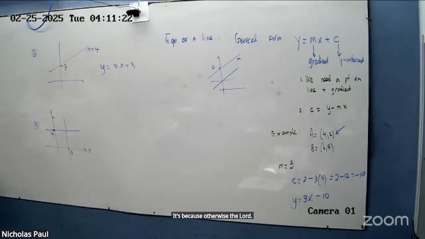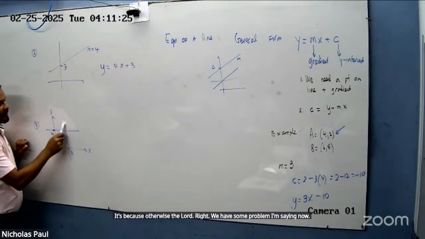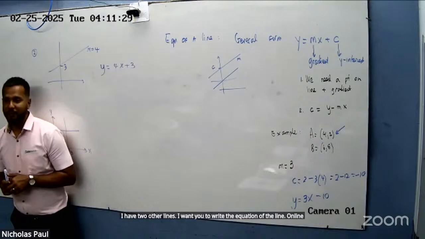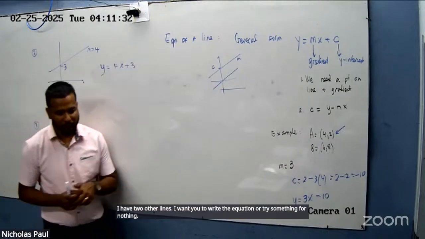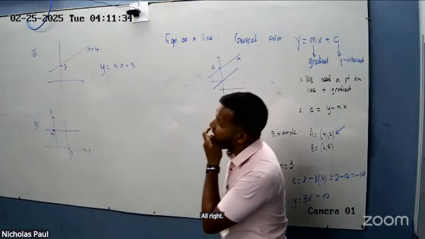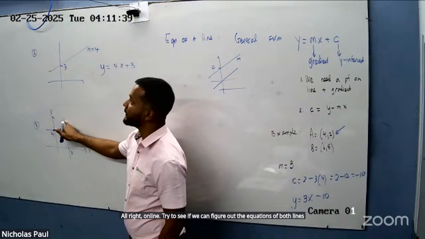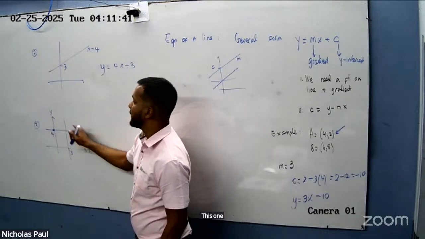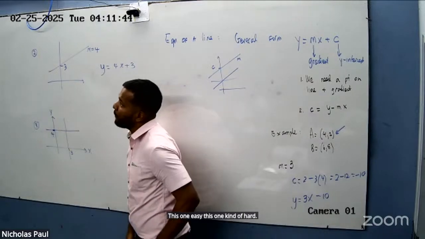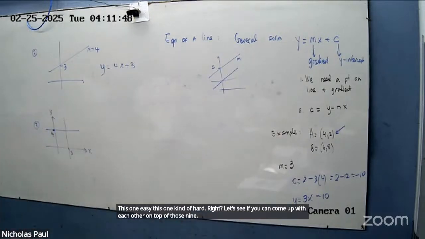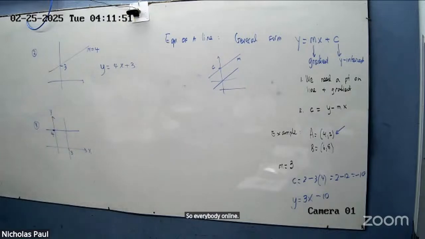Right, we have some problems here now. I have 2 other lines. I want you to write the equation of the line. Online, try to see if we can figure out the equations of both lines. This one here, this one here. This one easy. This one kind of hard. See if you can come up with the equations of those lines and message your answer. Anybody online? Everybody. Write the equation of those 2 lines.